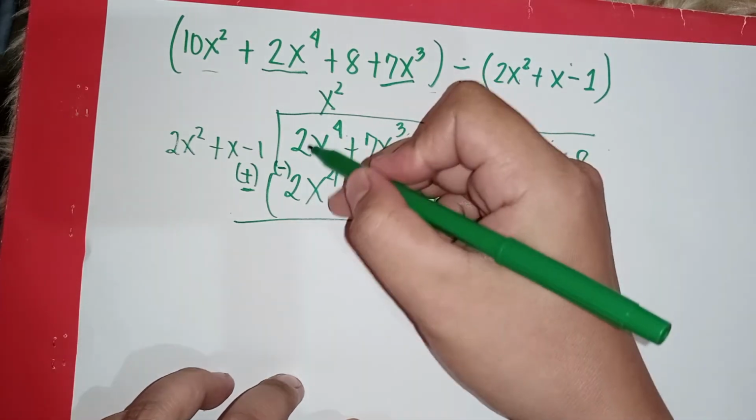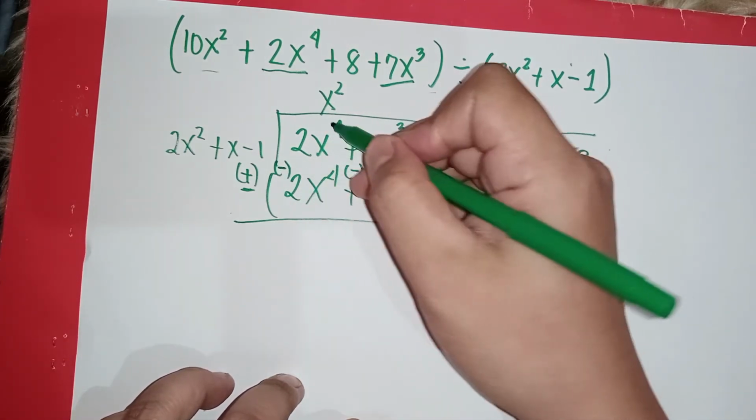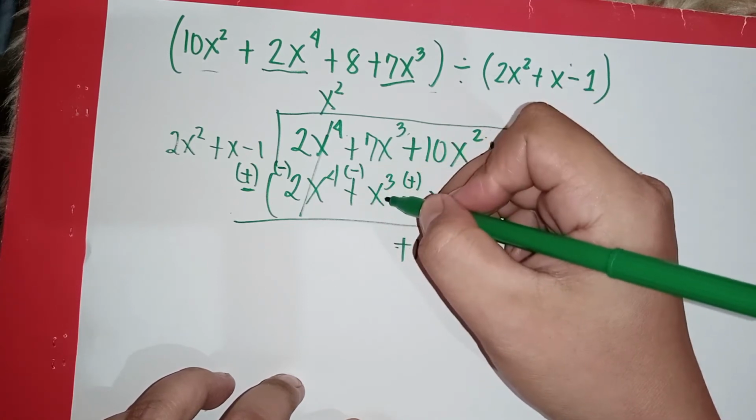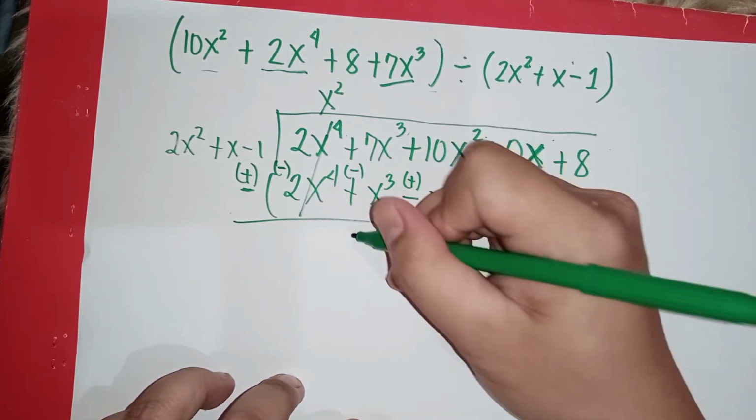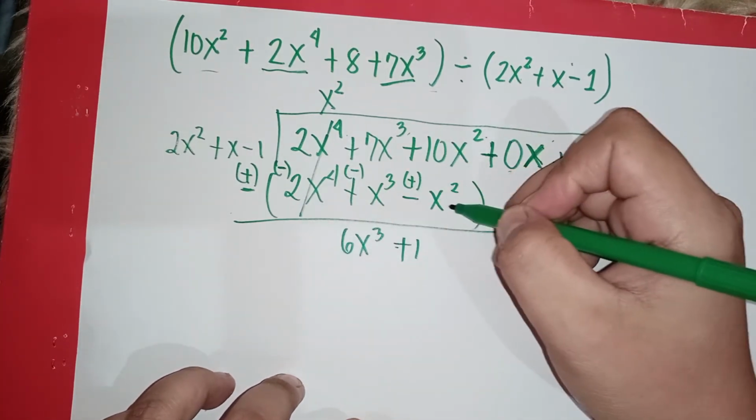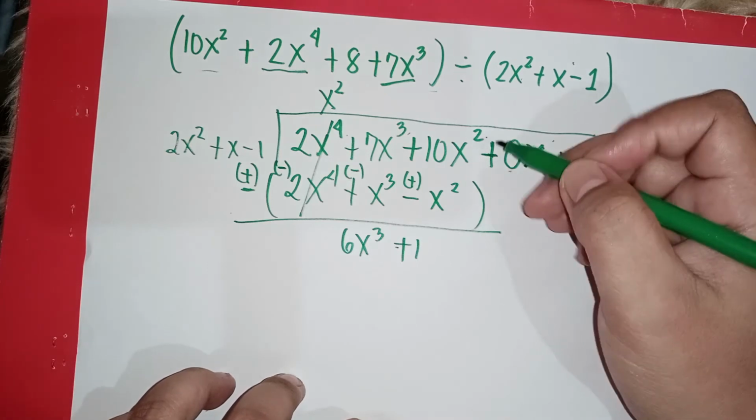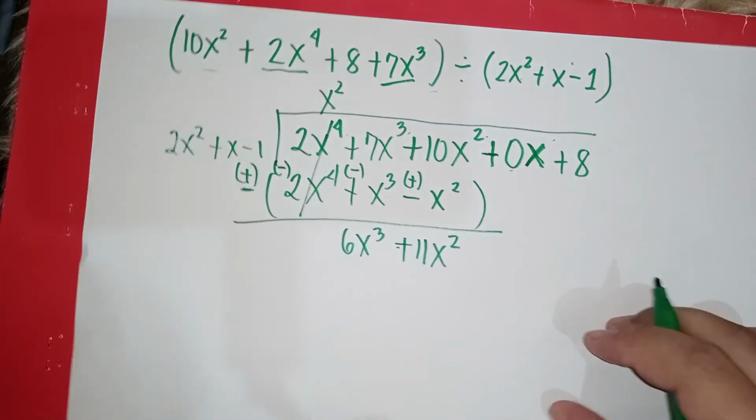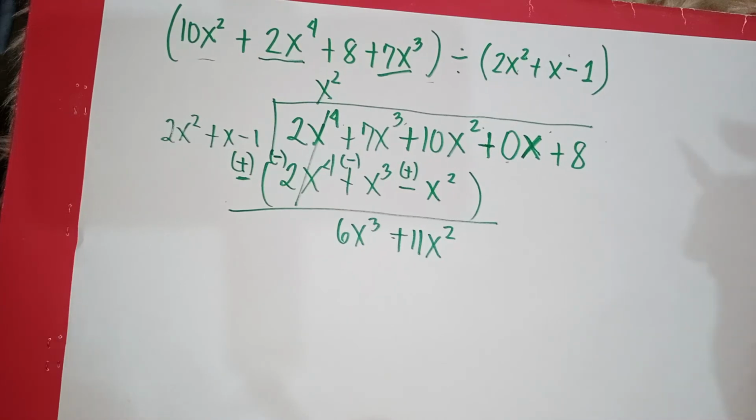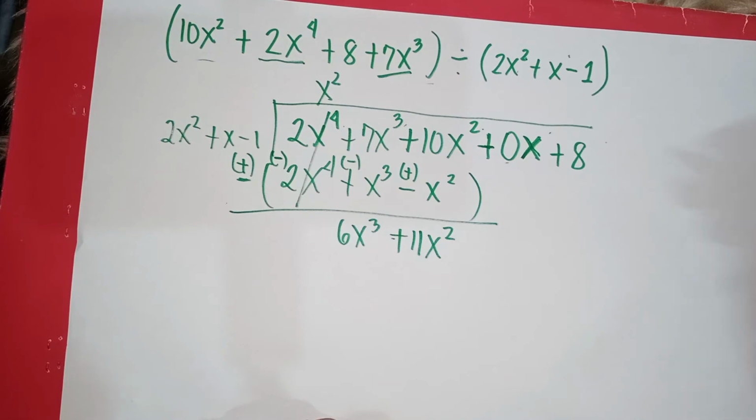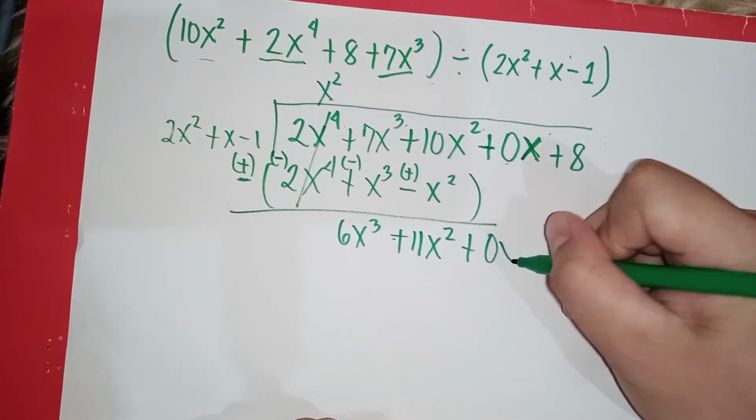Dito muna tayo, mga boss. 2x squared minus 2x squared, that is 0. 7x cubed minus x cubed, this is 6x cubed. 10x squared plus x squared, this is equal to 11x squared. Okay? Next, we're going to bring down the next term. Yung next term lang mga boss, huwag nyong ubusin. Okay? Plus, bring down 0x.